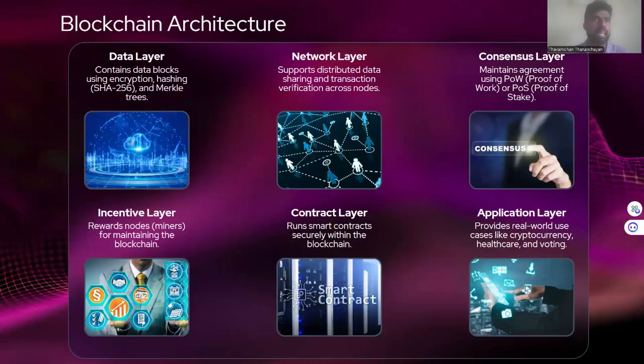Next, the contract layer runs smart contracts automatically. This layer ensures that transactions and agreements can be executed without manual approval, making the processes very fast and more secure. Finally, the application layer is where the users interact with the blockchain.